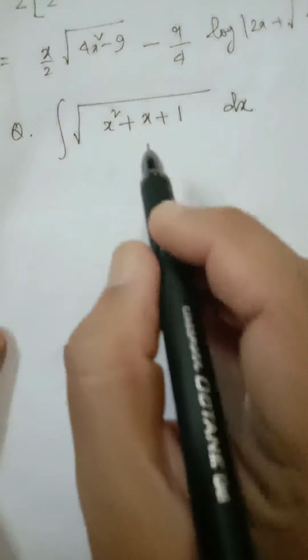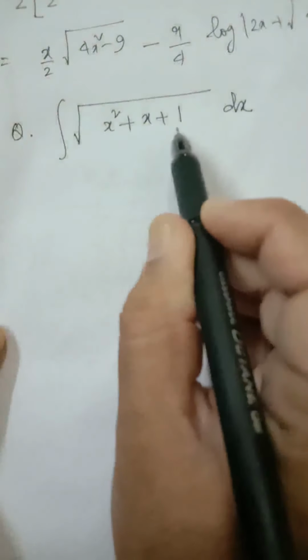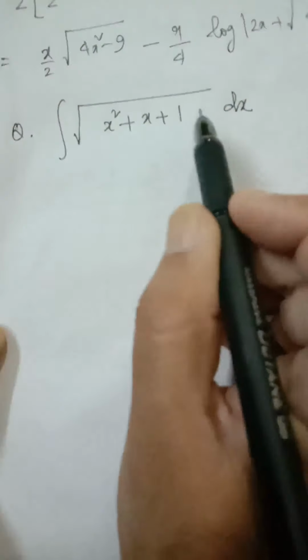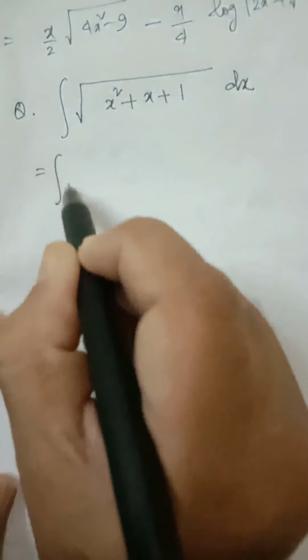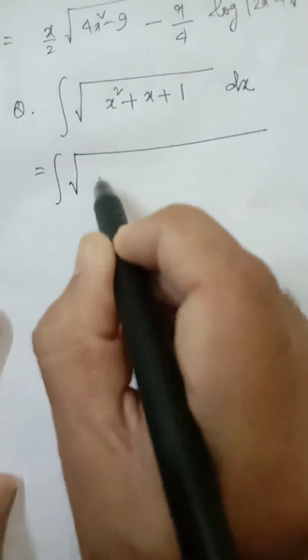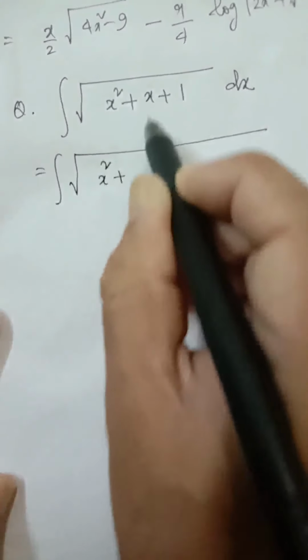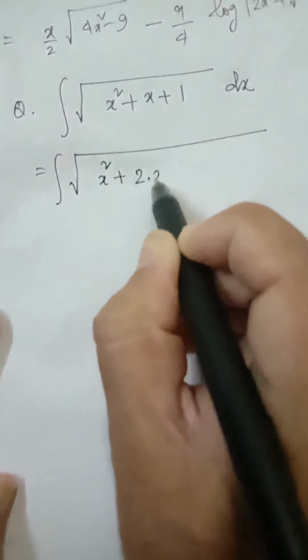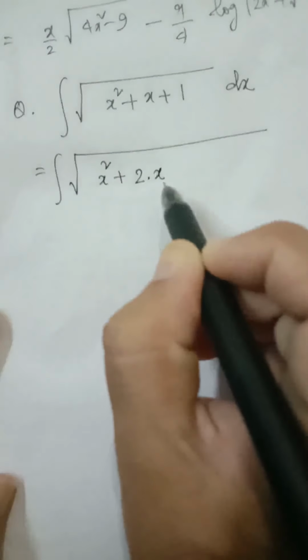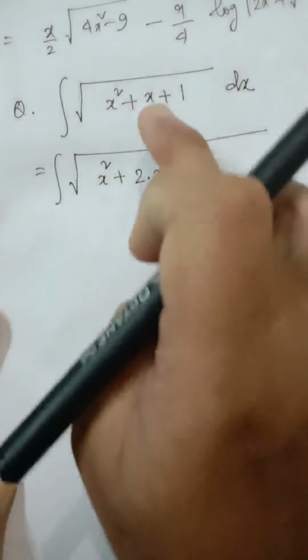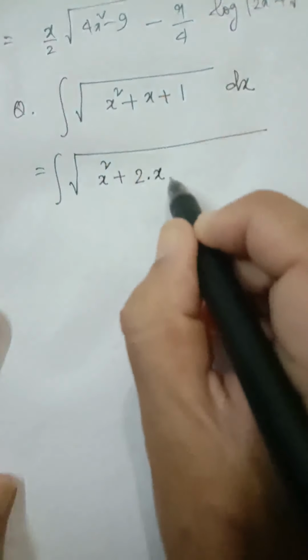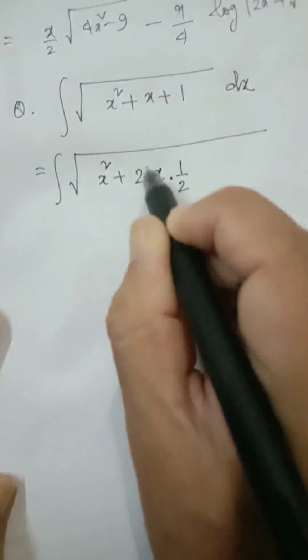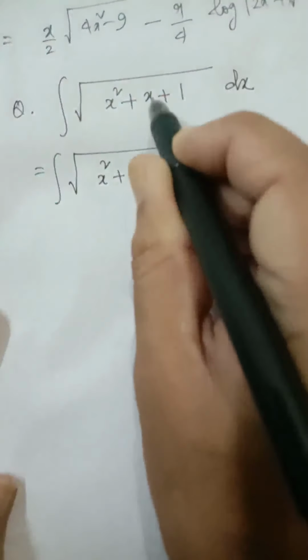Next question is to integrate root over x square plus x plus 1 dx. First of all, we'll express this in whole square form, and you know how to express this in whole square form. x square plus x equal to, we'll write 2 into x into, now with this, if we multiply to get x, you see, first term is x square, second term is x. Now to get x, we have to multiply half with this. In that case, 2 will get cancelled, we will be left with x.